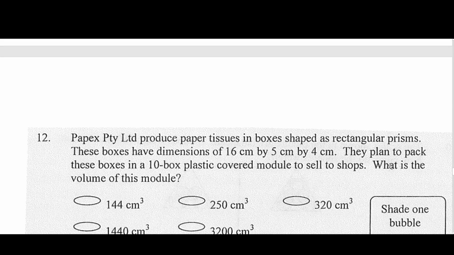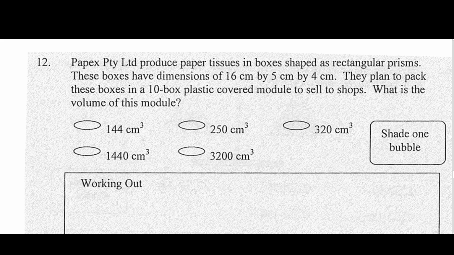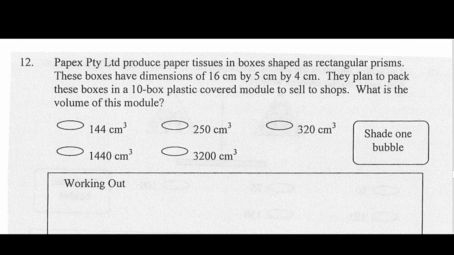Number 12. Papex Proprietary Limited produce paper tissues in boxes shaped as rectangular prisms. These boxes have dimensions 16 by 5 by 4. They plan to pack these boxes in a 10-box plastic covered module to sell to shops. What is the volume of this module? All right, so here's our boxes.